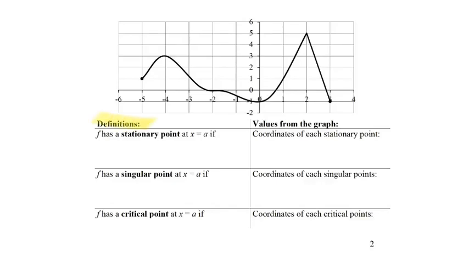Now we're going to get into the exact definitions that we're interested in answering the question. First, f has a stationary point when x has a value of a if the derivative at that point is 0. So whatever our x value is at that point, if the first derivative is 0. The important thing to remember about a derivative is since it's the slope of a tangent line, a 0 slope would be a horizontal tangent line.